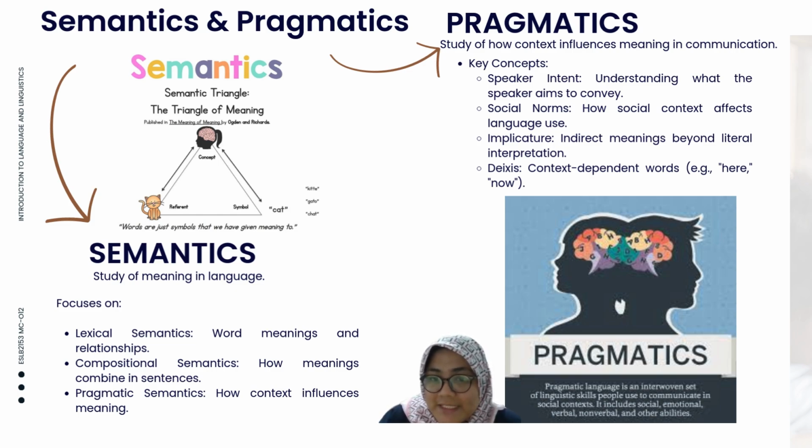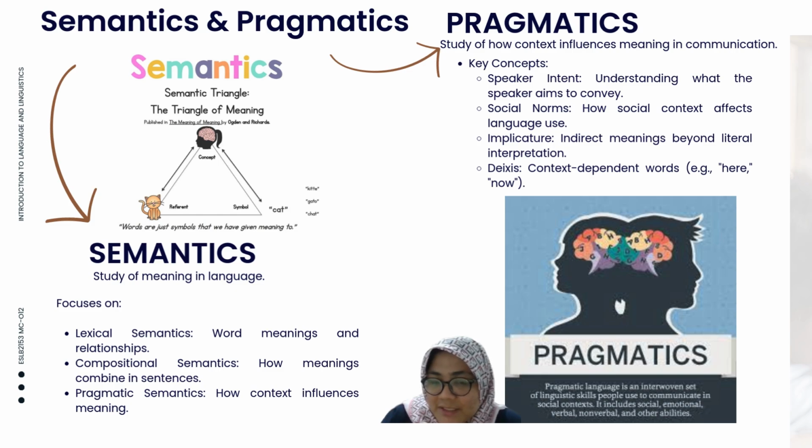Next is implicature. This refers to indirect meanings that go beyond literal interpretations. For example, if someone says it's cold in here, they might be implying that they want a window closed rather than just stating a fact. And the last one is deixis. These are context-dependent words such as here or now, which require additional information to understand their meaning fully.